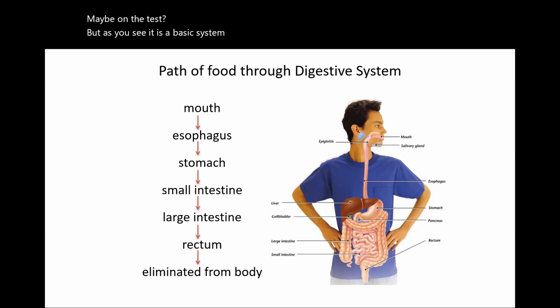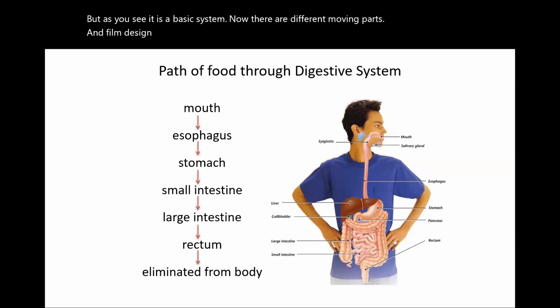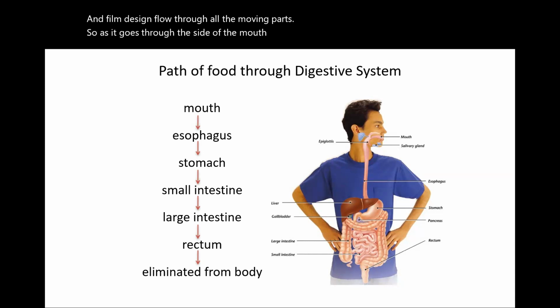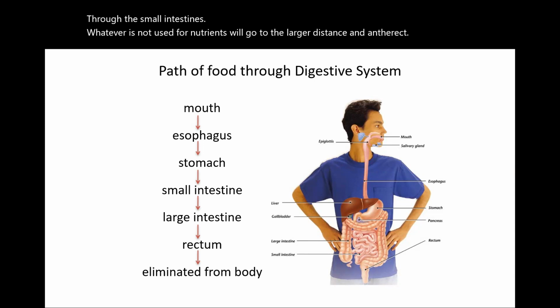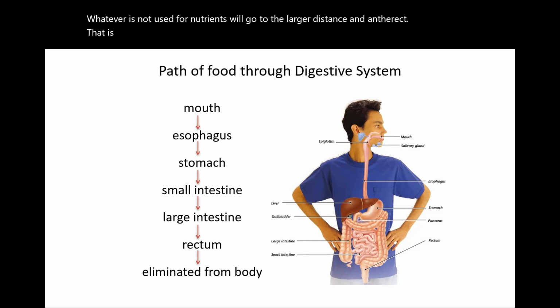Now there are different moving parts, and food does not flow through all the moving parts. So as you know, it goes through the mouth, into the esophagus, into the stomach, through the small intestines. Whatever is not used for nutrients will go to the large intestines and out the rectum. That is, it's done after that.